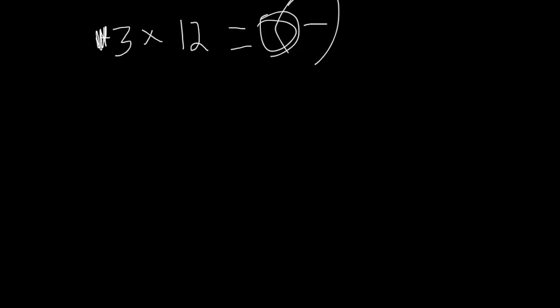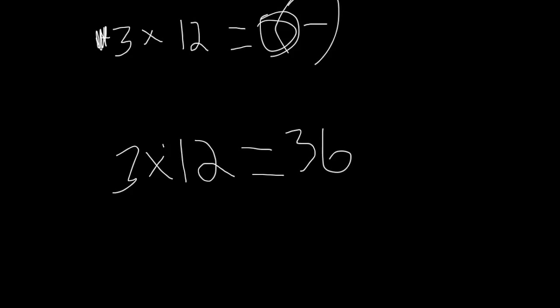So, then you're left with 3 times 12. So this is simple multiplication. 3 times 12 is 36. Now this is simple, right? So then, since you know that 3 times 12 is 36, and the answer for negative 3 times 12 is a negative, you can just figure out that the answer to negative 3 times 12 is negative 36.